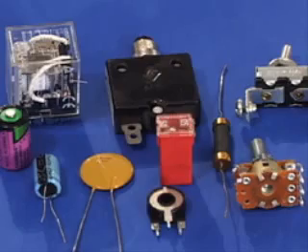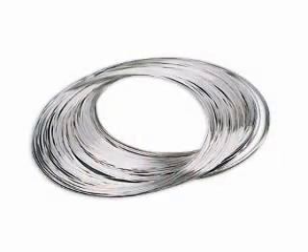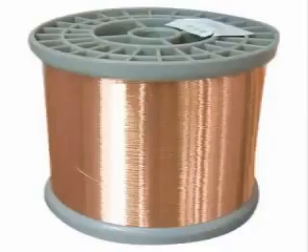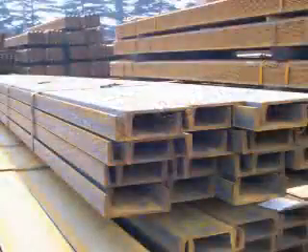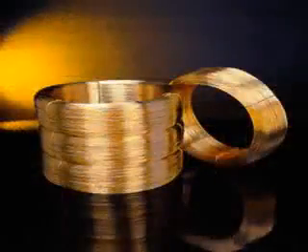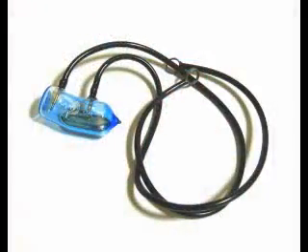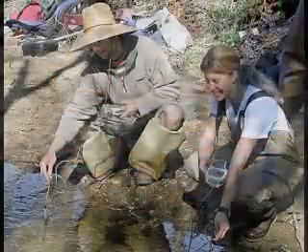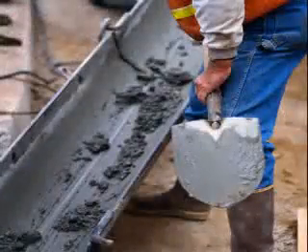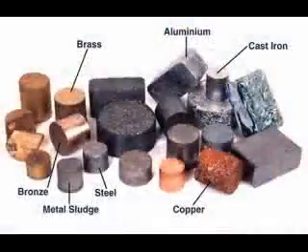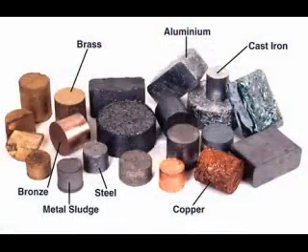Here are a few common examples of conductors: silver, copper, gold, aluminum, iron, steel, brass, bronze, mercury, graphite, water with dissolved impurities, and concrete. In general, metals are the best conductors of electricity.